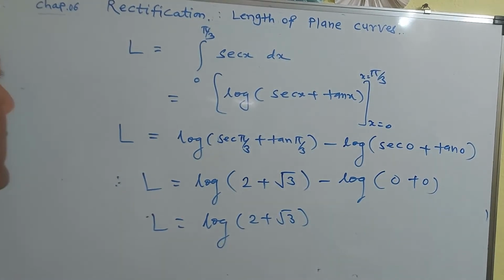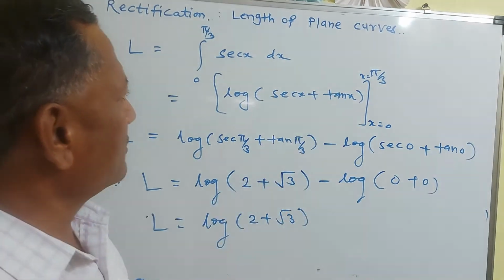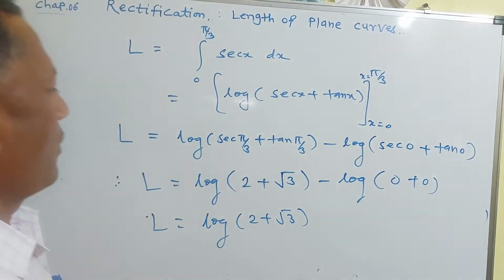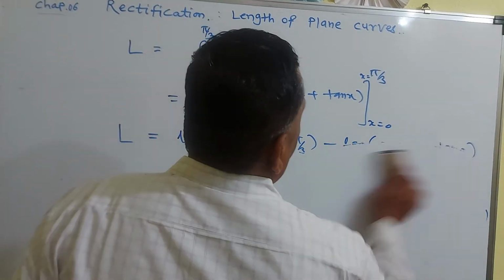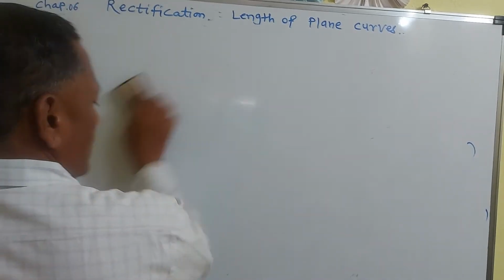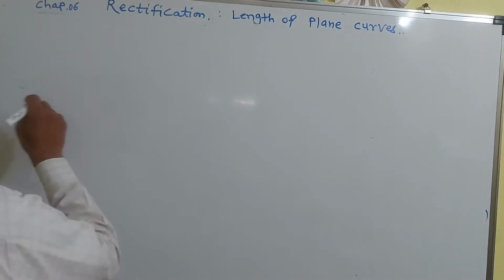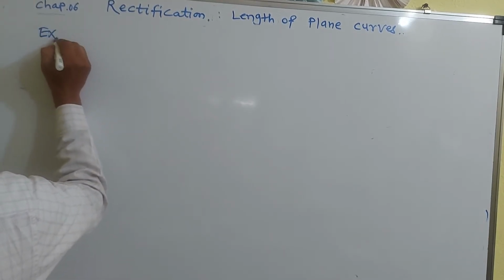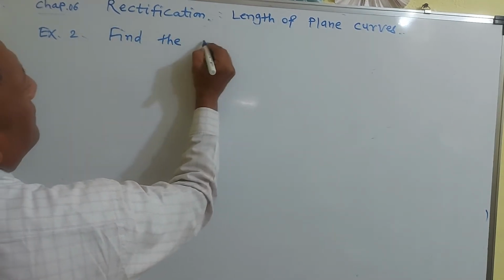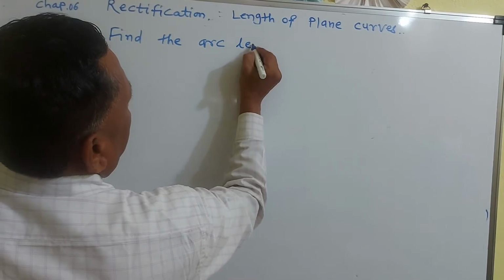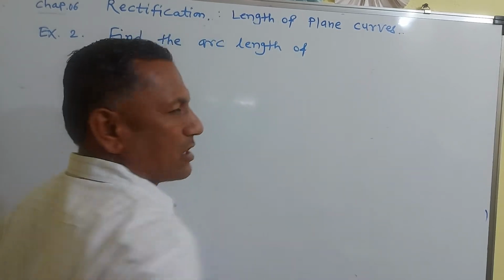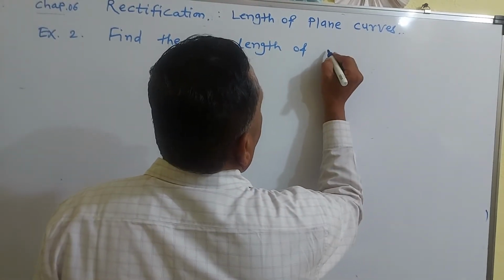So in this way you find the arc length of given curves, where the curve is of the form y is equal to f of x or x is equal to g of y. Again we see one example. Example second: find the arc length of the catenary curve.